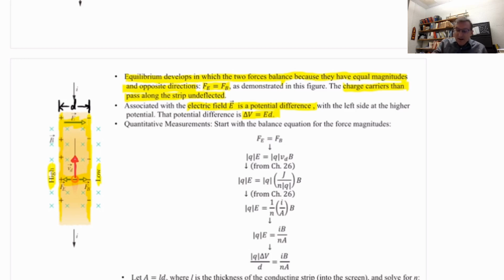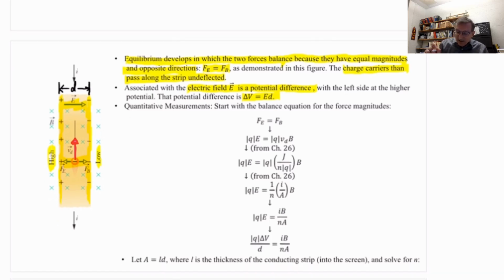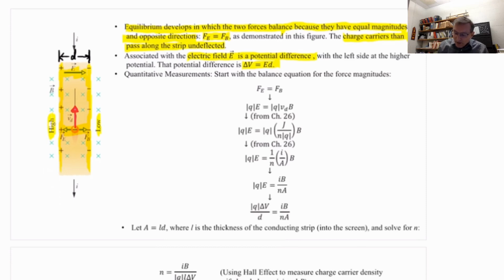Okay, so now let's put all these ideas together. We start with the balance equation for the force magnitudes. Fe equals Fb, magnitudes. Okay, for the electric force, magnitude of Q times electric field. For the magnetic force, magnitude of Q times Vd times B, all magnitudes. Okay? That's based on the picture you see right there on the left.